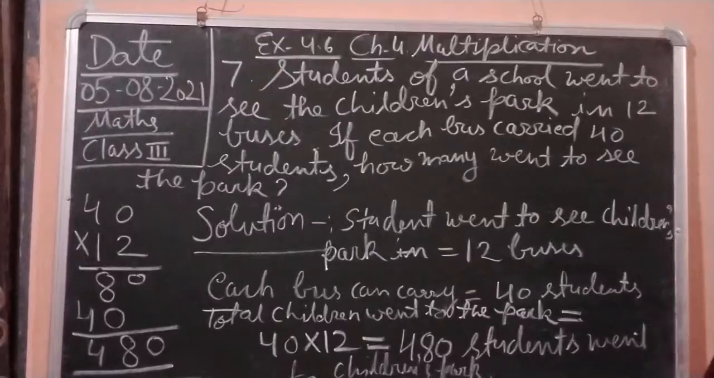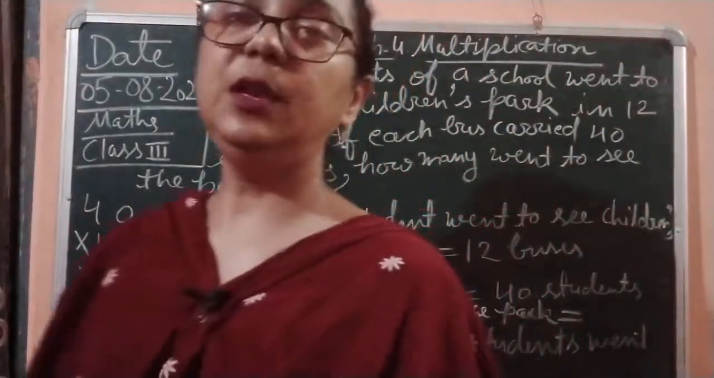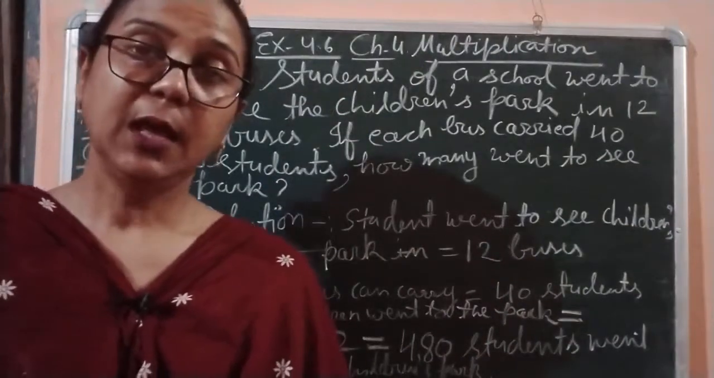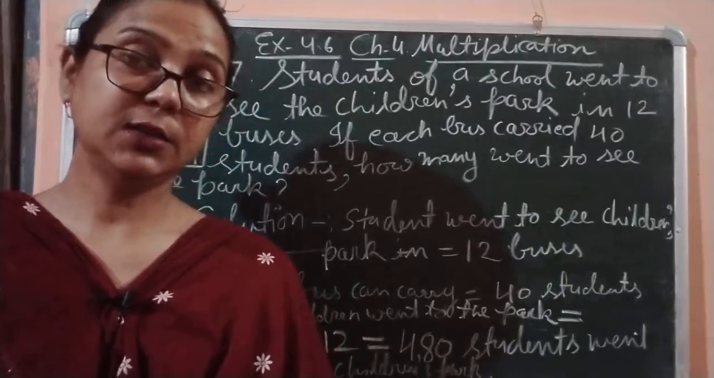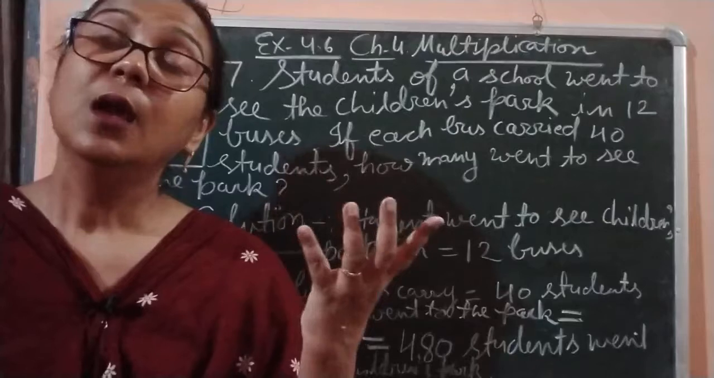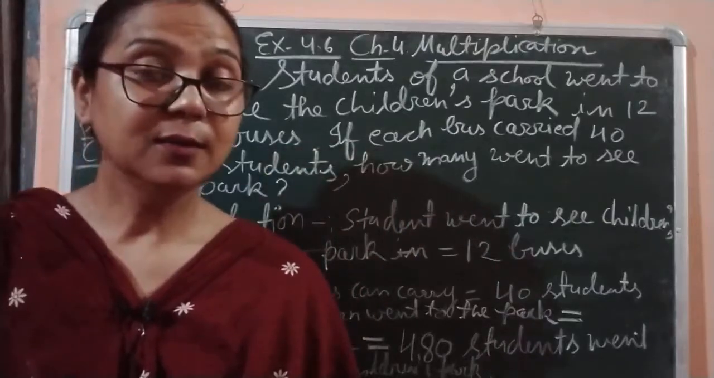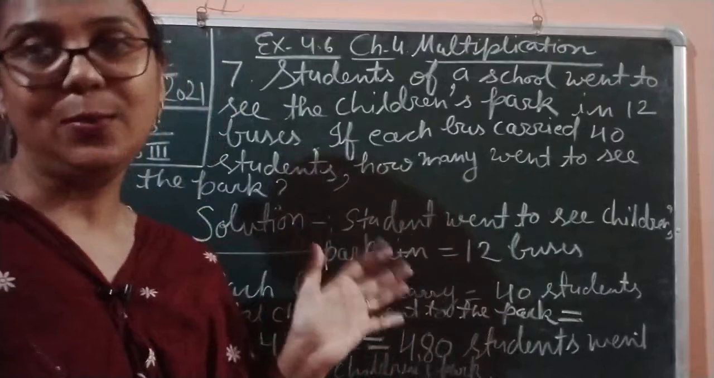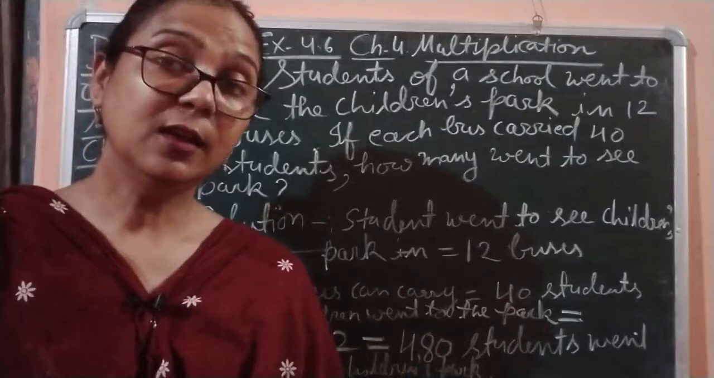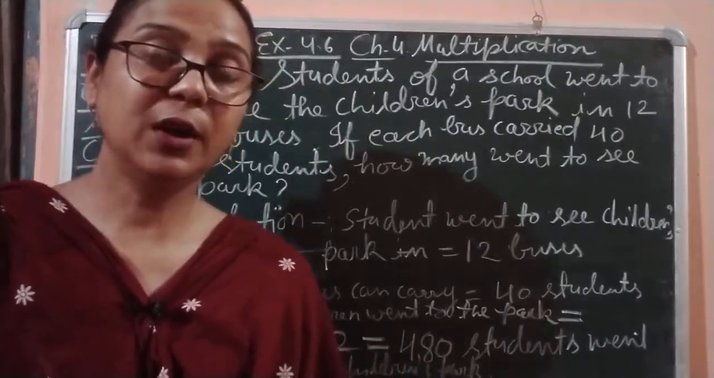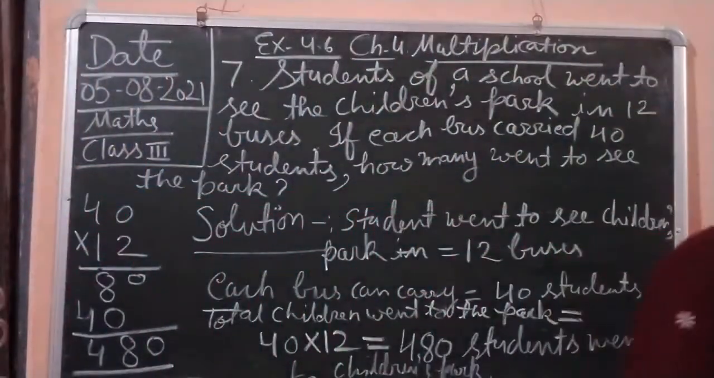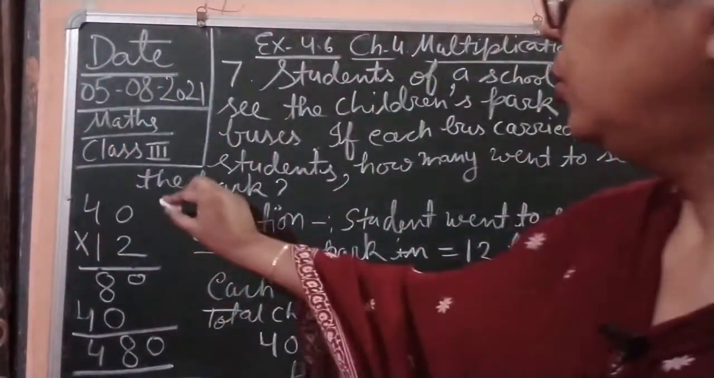Okay, so here what we have done, first of all we know the capacity of a single bus, each bus can carry 40 students. The question was how many students went to see the children's park in 12 buses. So here we have to multiply, then we will get the number of students, that is 480 children. So we have completed this question. Now after that we will do the next one.